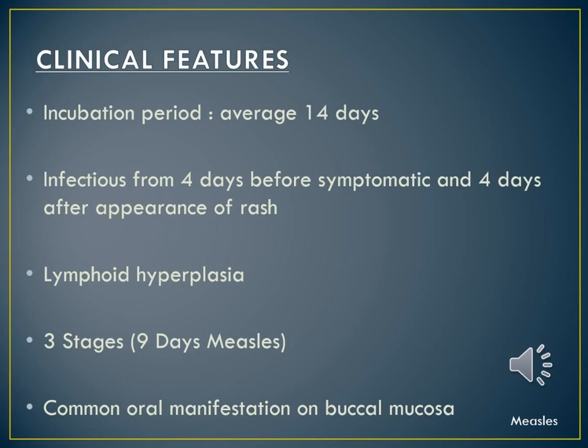The adenoids are also known as pharyngeal tonsils or nasopharyngeal tonsils, whereas Peyer's patches are small masses of lymphatic tissue found throughout the ileum region of the small intestine. There are 3 stages of infection, with each stage lasting 3 days, hence it is named 9 days measles. Common oral manifestations of measles occur on the buccal mucosa.